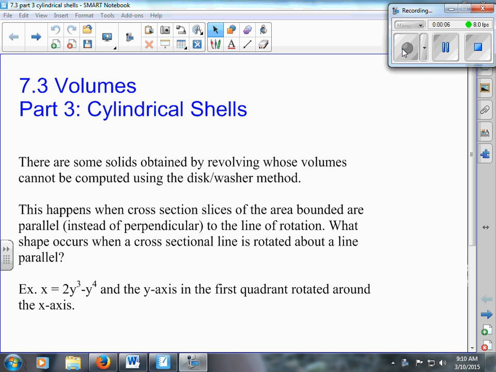Okay, so we're going to go over our very last section of notes, volumes by cylindrical shells.